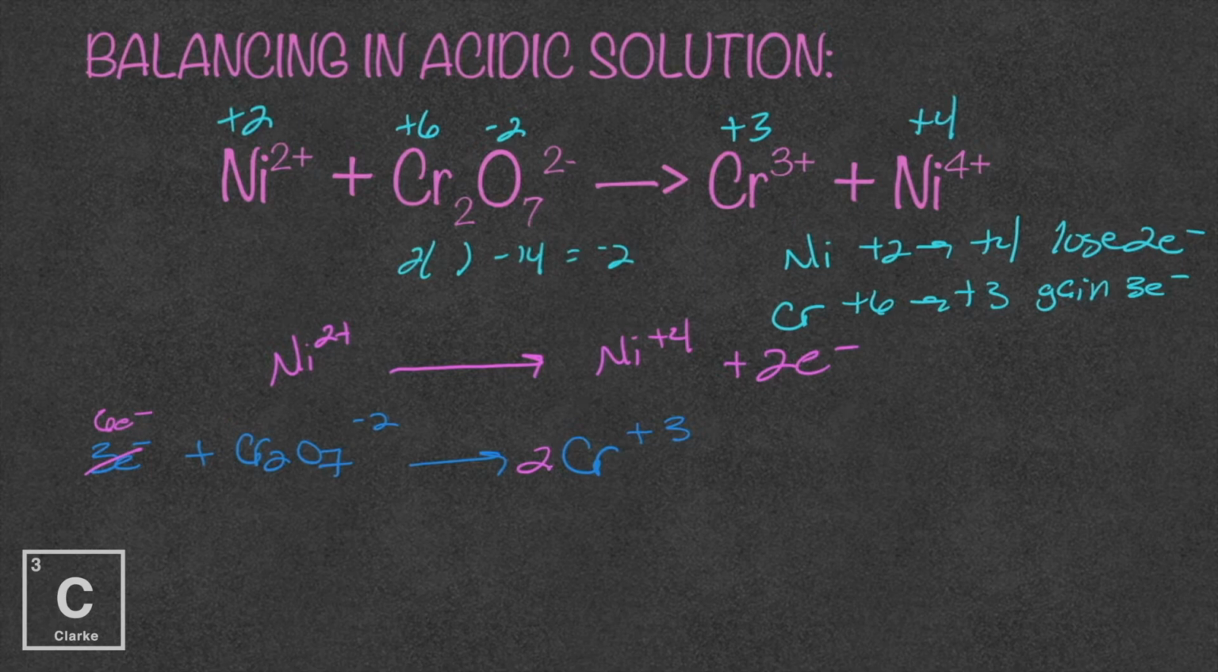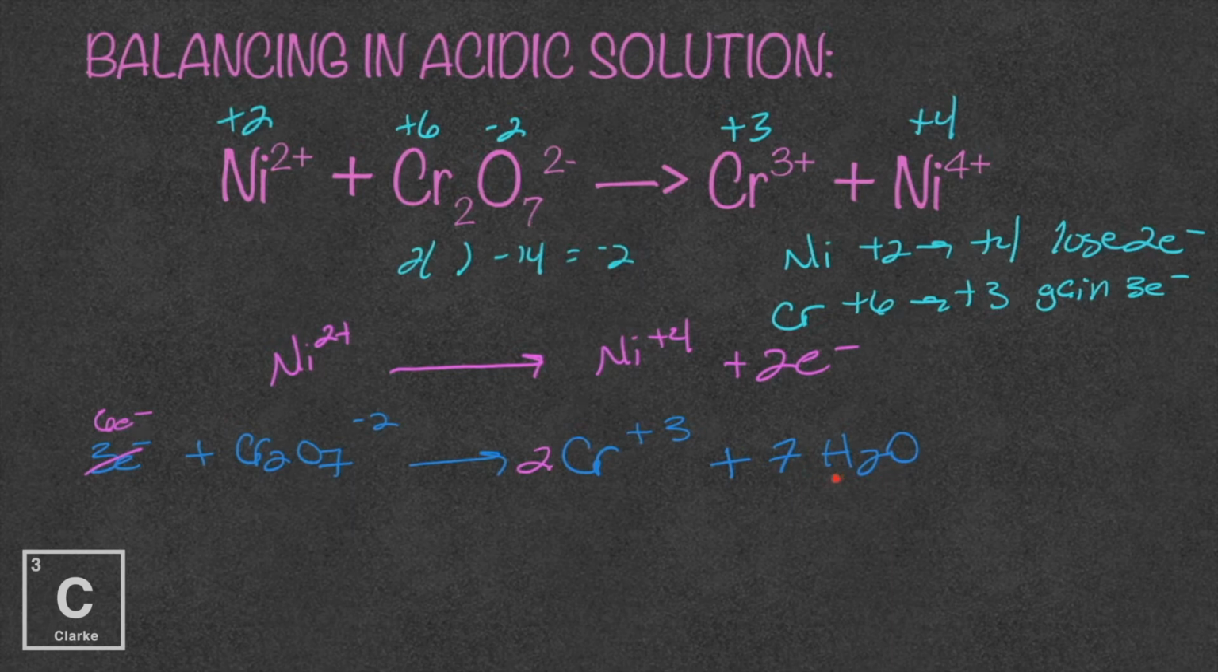Oxygens. You might be thinking, Ms. Clark, we do see those oxygens over there. Do you not see those? O7. When you're balancing in an acidic solution and you need to balance oxygens, we're going to add water. Because remember, water is the main component of an acidic solution. So there is going to be water available because this reaction is happening in that solution. So we need 7 oxygens, so we're going to put 7 waters.